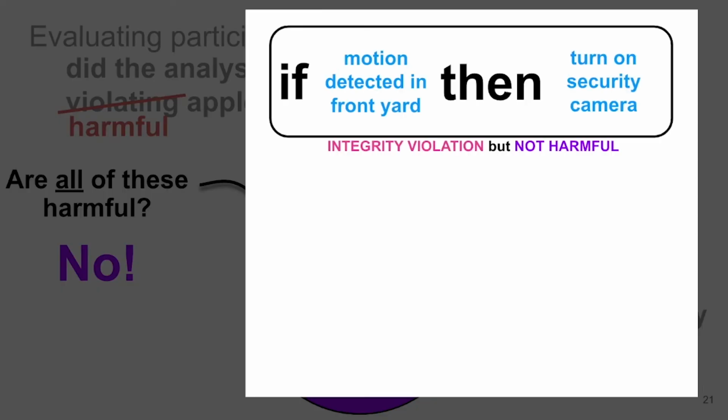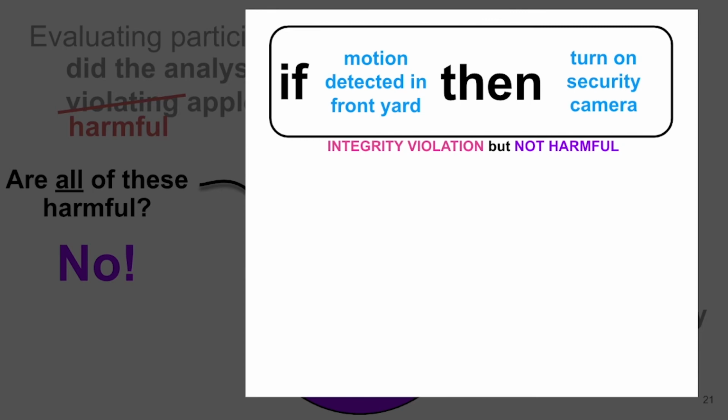For example, in the rule, if motion detected in front yard, then turn on security camera, this rule clearly contains an integrity violation. It allows anyone who gains access to my yard to control my security camera, which they could try to do maliciously, and they wouldn't otherwise be able to do that, to turn on my security camera. But that's the whole point of this rule, to start recording anytime people are in this physical space. So it really doesn't make sense to consider this rule harmful.